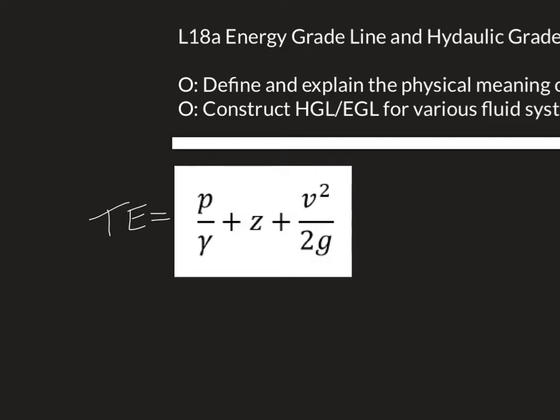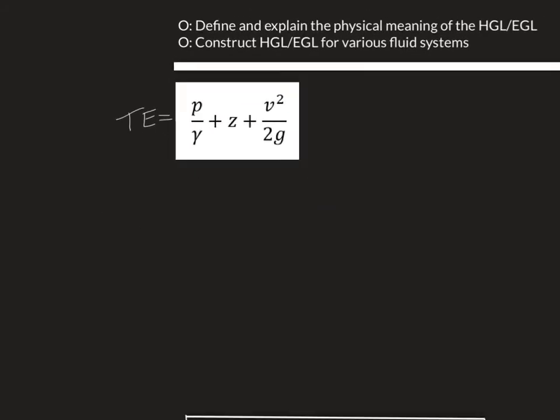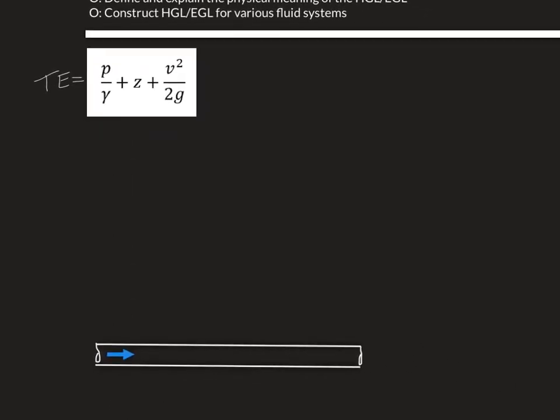So what I'm going to do is back all this up, and I want to think about these three terms when it comes to flow through a pipe. We want to think about the total energy of this pipe. I'm going to start with what I think is the easiest of these three, which is if I have a datum. So we call this the datum.